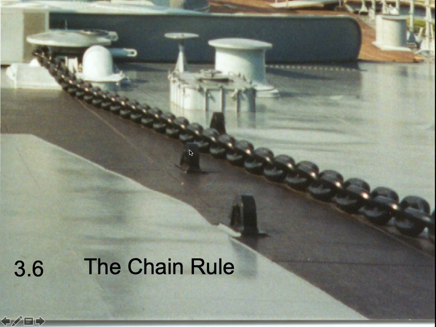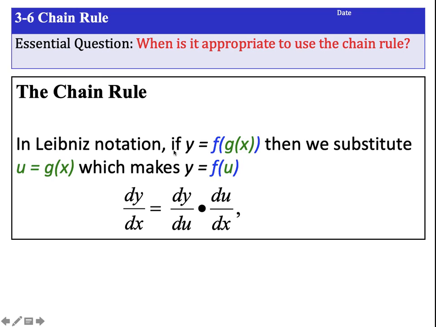The chain rule, and the chain rule is kind of like links on a chain. The chain rule links one derivative to the other, to the next, to the next. And then since those derivatives are all part of a composite, we can multiply them all together to get the appropriate derivative.